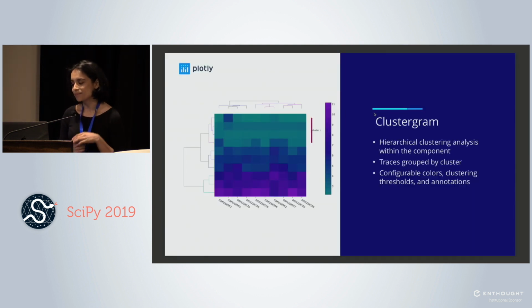Among our custom chart types, we have Clustergram. This is a visualization that's typically used in gene expression studies to visualize hierarchical clustering of data, showing which genes might be related to one another in their expression levels. The cool thing about Clustergram is that all the clustering analysis actually happens within the component itself. All you would really need to do is supply your data, and then the component will calculate everything for you and display it in this beautiful visualization here.